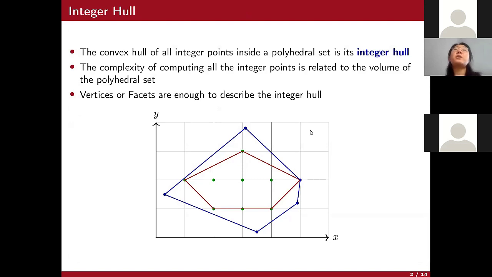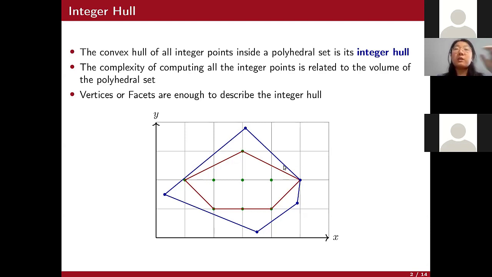Of course, there are a lot of algorithms out there. First of all, it's very similar to integer programming, so any integer programming algorithm can be adapted to solve this problem. There are cutting plane algorithms or branch and bound. They're all built for this problem.